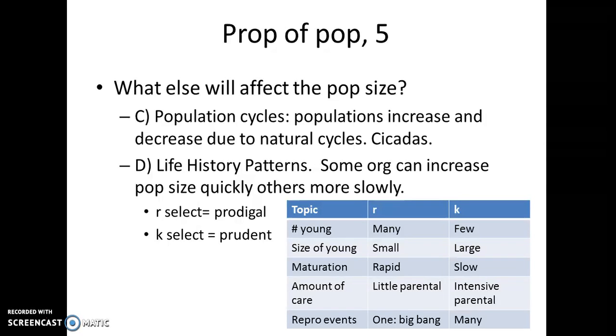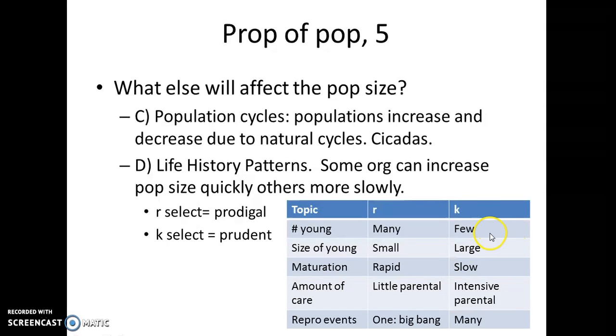Then we have life history patterns. So some organisms can increase population size much quicker than others. So we have two different types. We have r-selected, which are prodigal, and K-selected, which are prudent. So r-selected, you have many young, they're small, they mature rapidly, they have little parental care, and they usually reproduce once, the Big Bang.